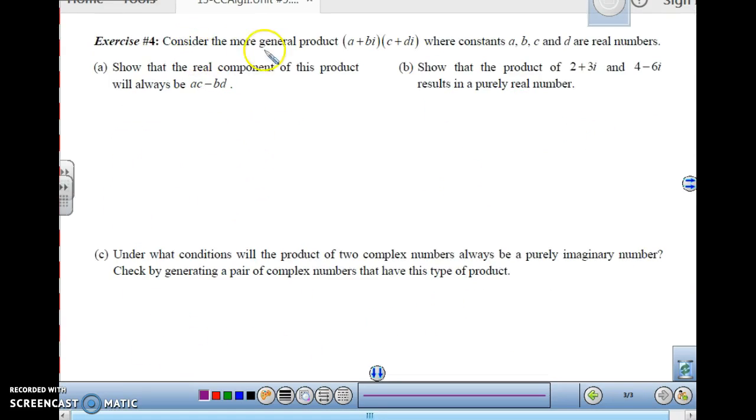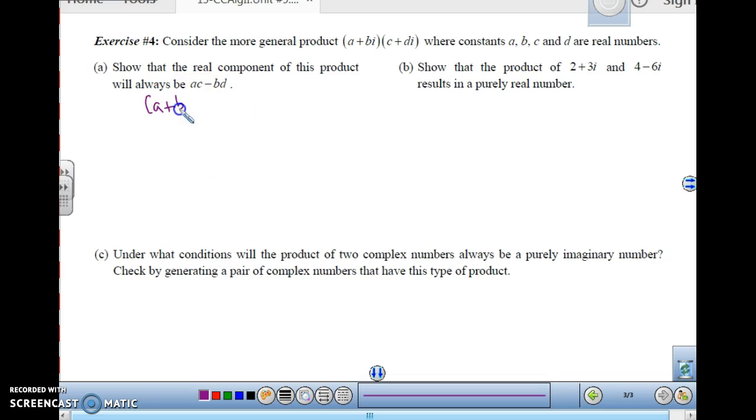Okay, now let's consider the more general product, A plus BI times C plus DI, where constants A, B, C, and D are real numbers. Show that the real component of this product will always be AC minus BD. So what I want to see is when I multiply this out, the real part of this is going to be AC minus BD. Let's see if it is.